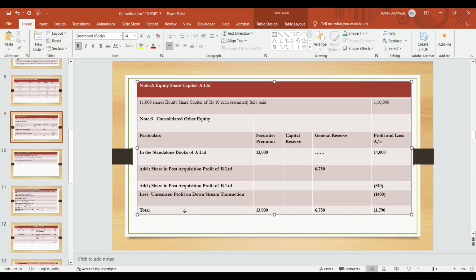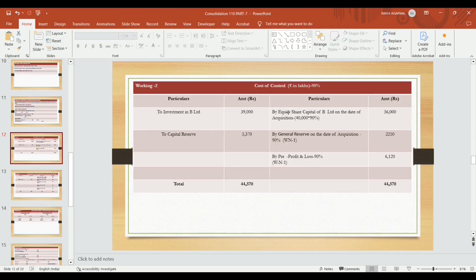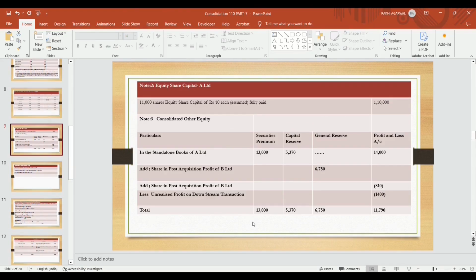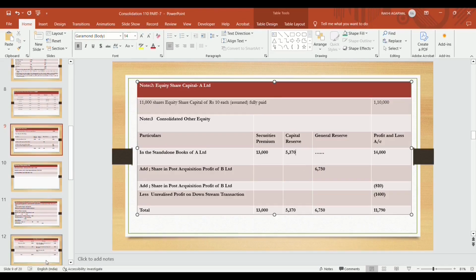It becomes 11,790. And now the cost of control. This investment is eliminated with equity, general reserve, and pre-profit PL. The investment in B Limited is 39,000, and the equities of B Limited become 36,000. General reserve on the date of acquisition becomes 22,500. Pre-profits of PL, that is 6,120. So the total becomes 44,370. 44,370 is more than the investment, so it becomes a capital reserve. So the capital reserve becomes 5,370, which is not goodwill, it's a capital reserve. So in other equities there is a capital reserve of 5,370.